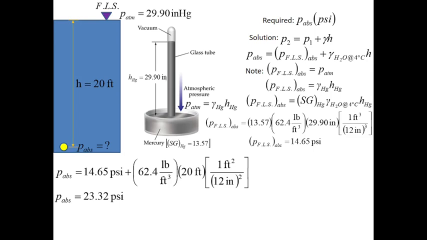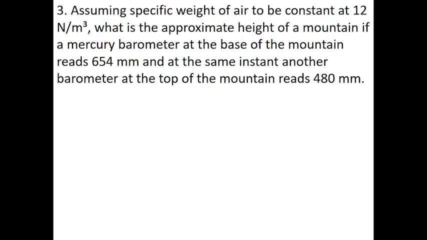We're going to continue now our discussion. So this is the last slide I have presented now. So we now proceed with problem 3. Assuming specific weight of air to be constant, 12 newtons per cubic meter, what is the approximate height of a mountain if a mercury barometer at the base of the mountain reads 654 millimeters and at the same instant another barometer at the top of the mountain reads 480 millimeters.